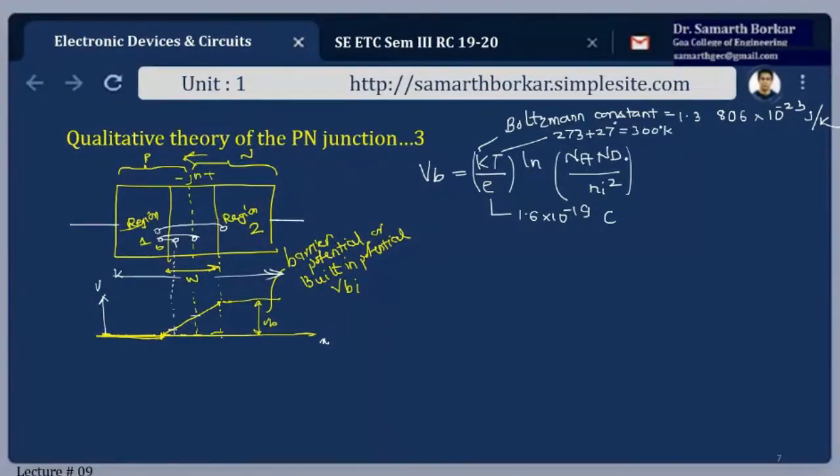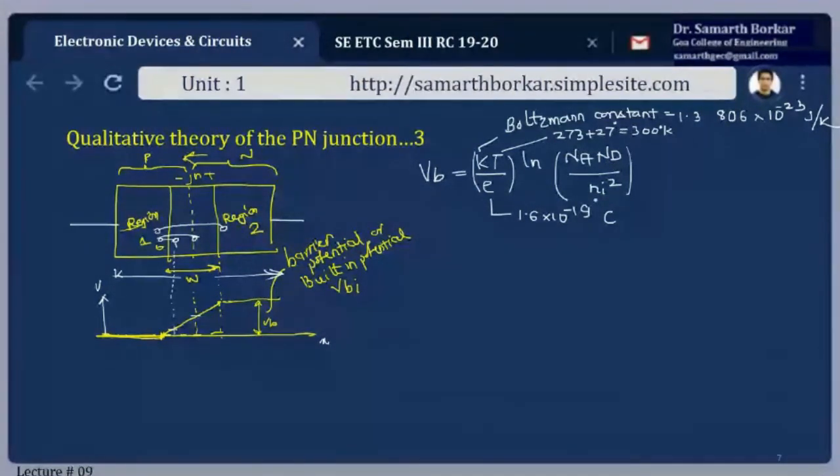Then the natural log of Na Nd upon ni square. What I can conclude from this mathematical expression is that the value of VB is a function of temperature, but in most cases we are going to take it as 300, so it will be a constant value. So this barrier potential or built-in potential will depend upon Na, Nd and ni square. Understood? Na is the acceptor ion concentration, Nd is the donor concentration, and ni is the intrinsic carrier concentration.